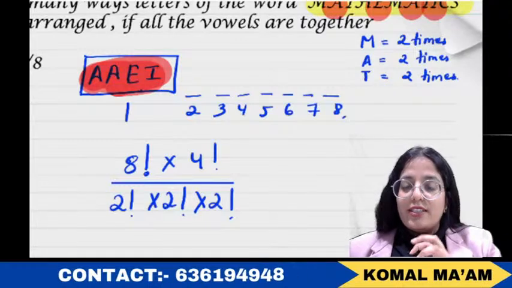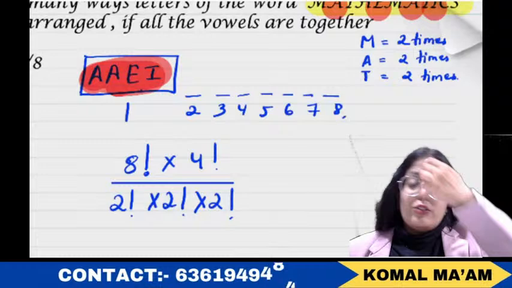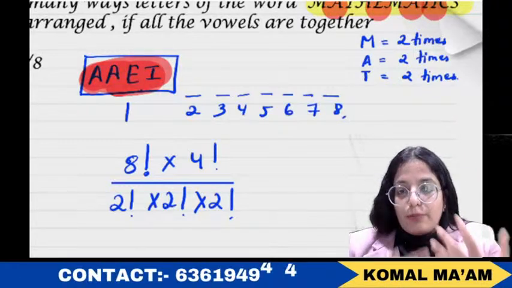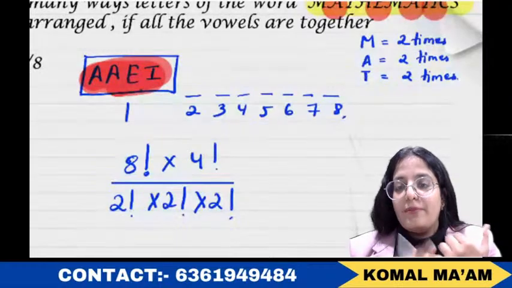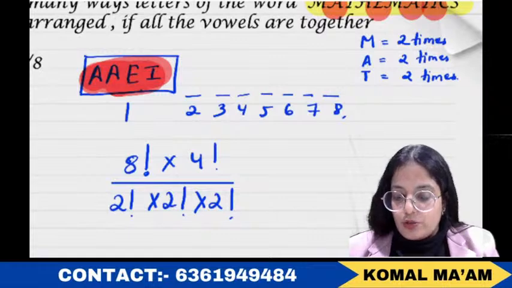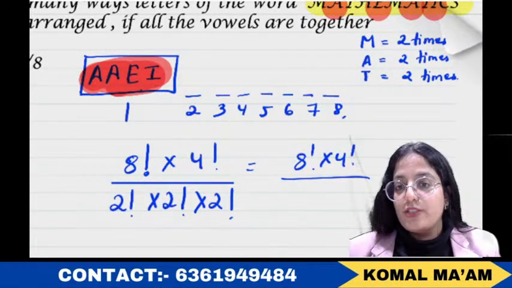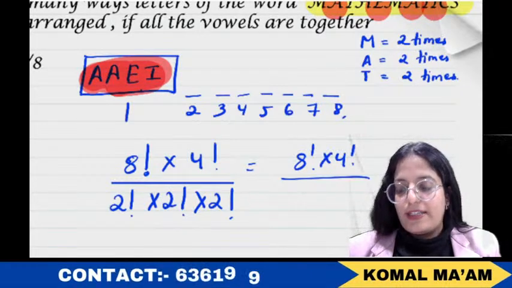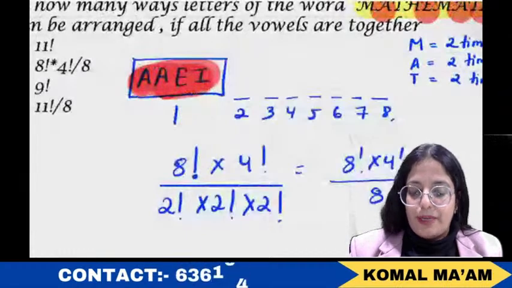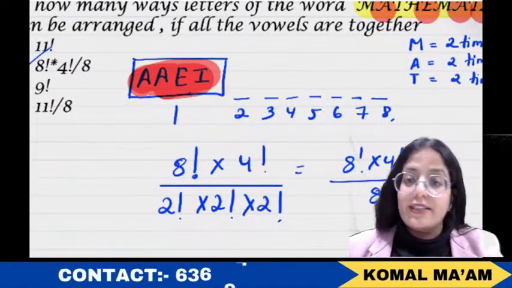Now moving to internal arrangement, A, E, I, U could arrange themselves in how many ways? 4 factorial. Since the letters are repeating, we need to divide by the factorial of the number of times it repeats. For M it's 2 factorial, for A it's 2 factorial, for T it's 2 factorial. So it would be 8 factorial into 4 factorial over 2 into 2 into 2, that's 8. So one of the options is 8 factorial into 4 factorial divided by 8, right? I believe it is clear in your mind, guys.